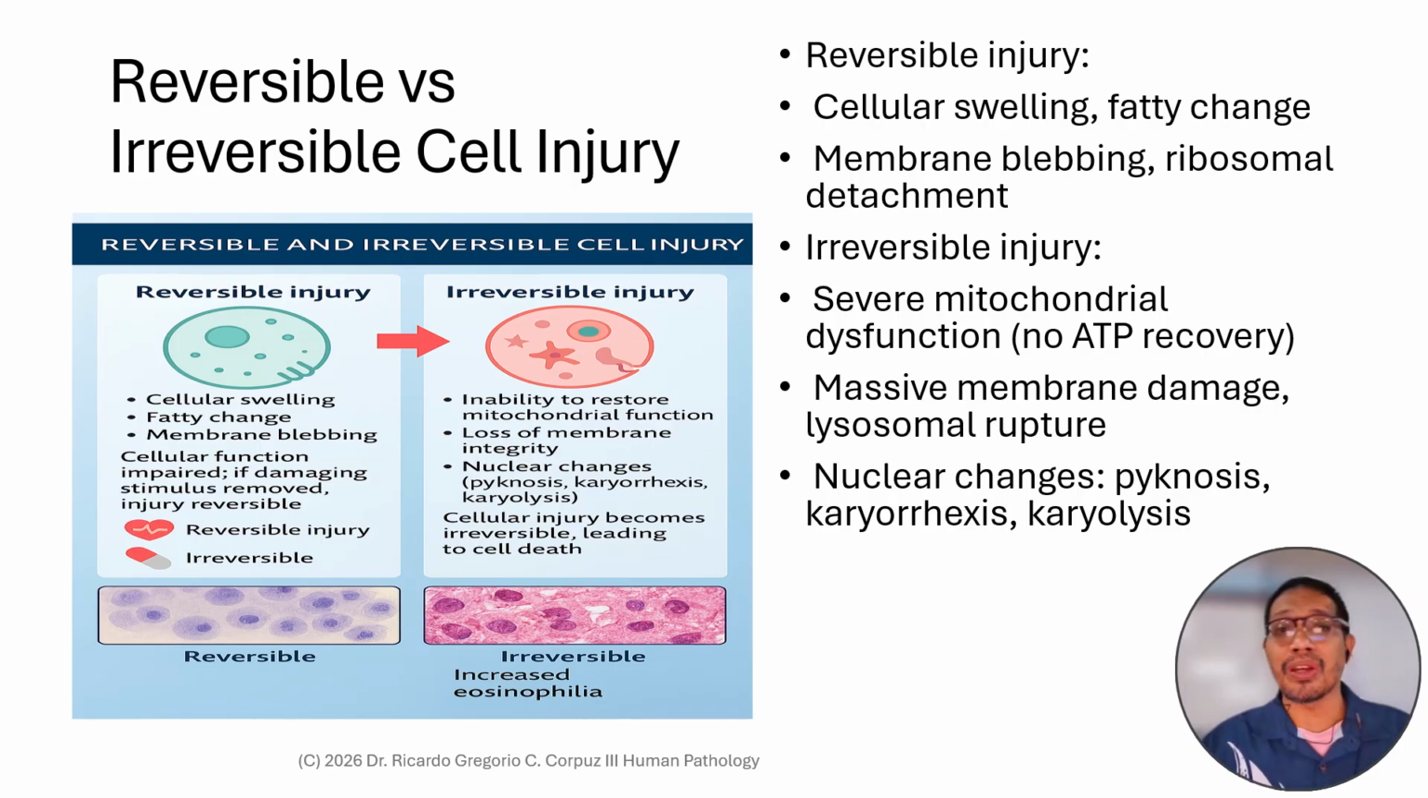If you have a histologic image available, this is an excellent moment to show them the nuclear changes that accompany irreversible injury, like pyknosis, karyorrhexis, and karyolysis. These three, I would like you to research: what are these three? Also, highlight the increased cytoplasmic eosinophilia seen in necrotic cells.